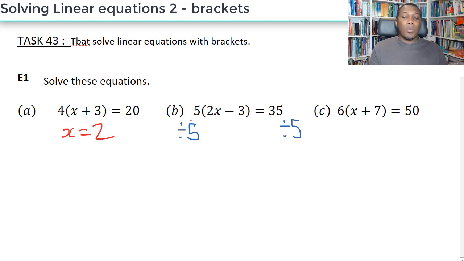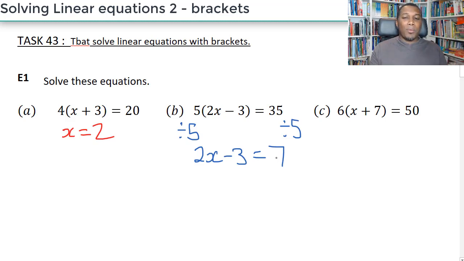But what happens here? When I divide both sides by 5, I now end up with the 2x take away 3 on the left-hand side. And on the right-hand side, I have 35 divided by 5, which will give me 7. My money says you probably were thinking, and you probably have done it, did he expand the bracket? Right.